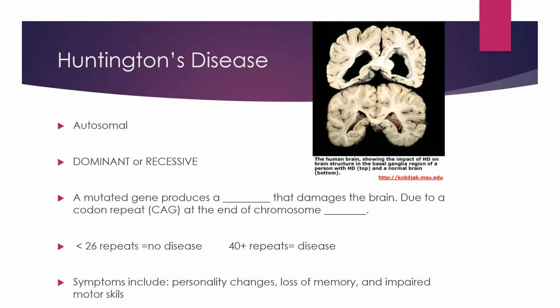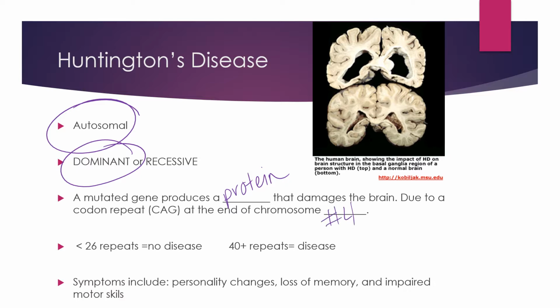Huntington's disease. It is autosomal, so not on the sex chromosome. This one is actually dominant. So in order to have Huntington's disease, you'd have the dominant allele. And it is a mutated gene that produces a protein that actually causes damage to the brain. That's due to a codon repeat. The codon is CAG at the end of chromosome number 4.